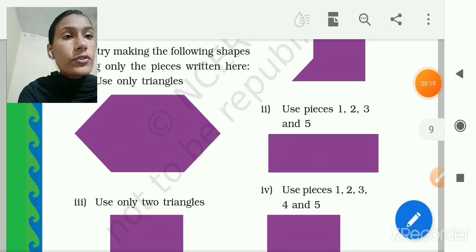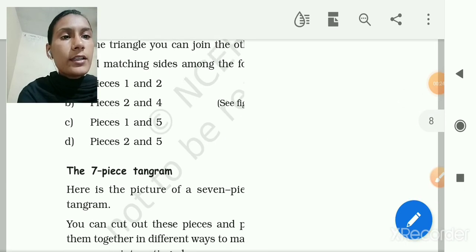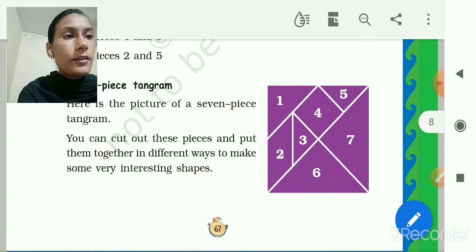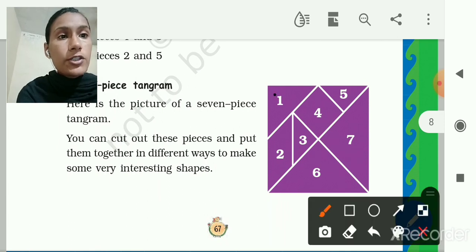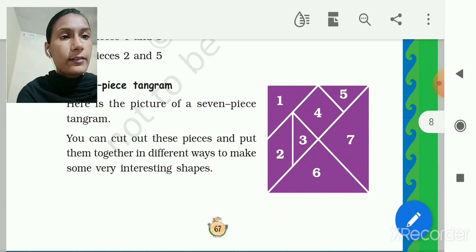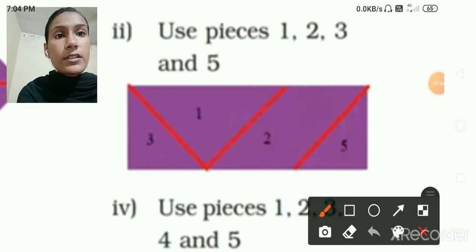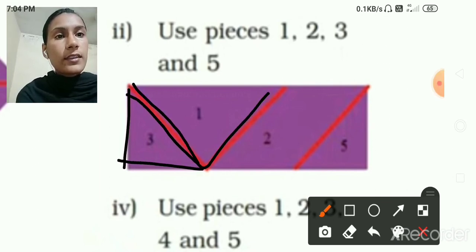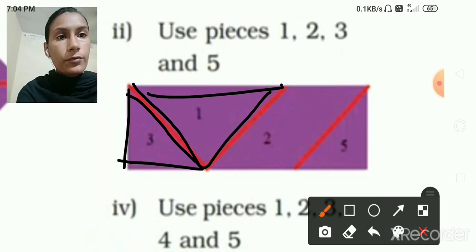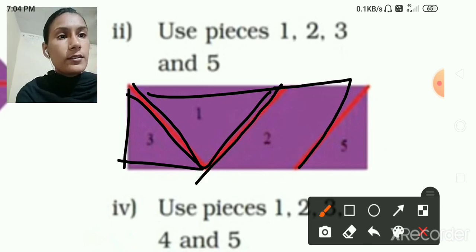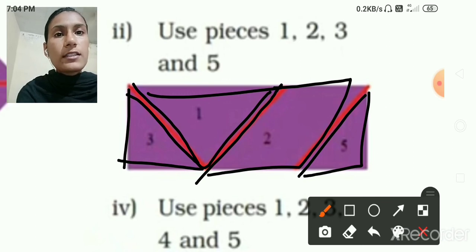The next, use pieces 1, 2, 3 and 5. That means here we have to use only pieces 1, 2, 3 and 5. So in these shapes we have to use pieces only 1, 2, 3 and 5. So first we can use these 3 pieces, then 1, then 2, then 5. So like this we can use these pieces.